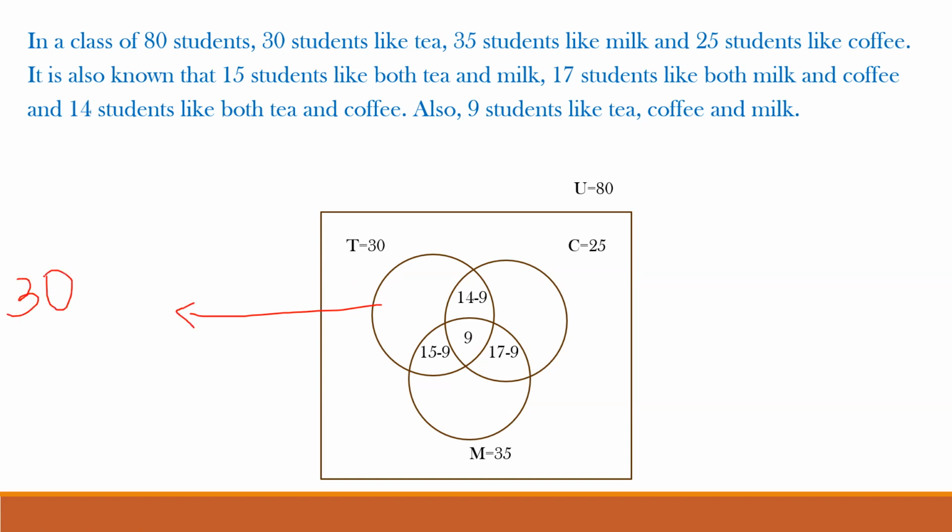So what will it be? 30 minus of 9 plus 14 minus 9 plus 15 minus 9.